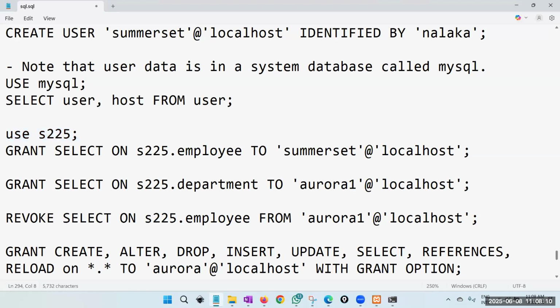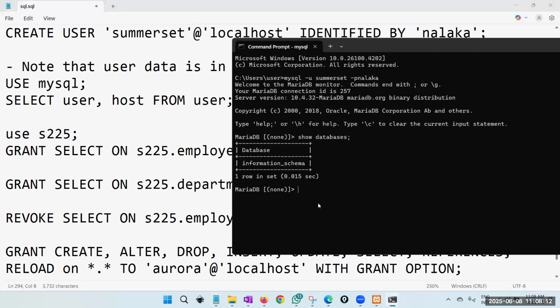Okay. Now look at the other user. Now earlier this is Somerset user. When I type show databases, it didn't even show anything. Now let's see. Show databases. Now we can see S225 because we have given access to one of the tables in that database. Of course, when you are given access to a table, that means you have access to the database.